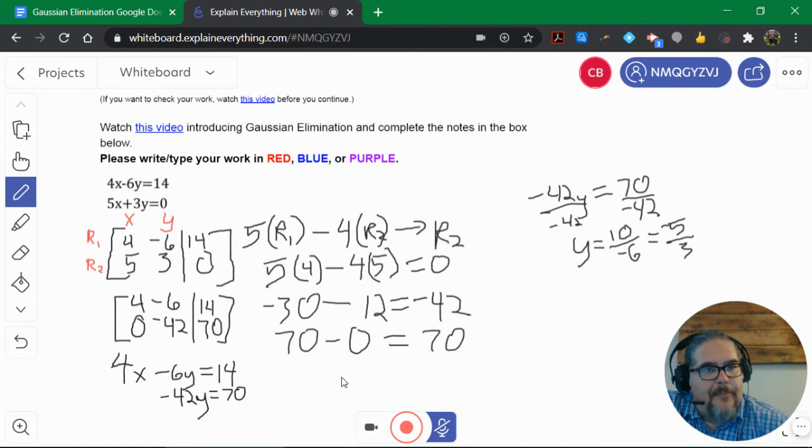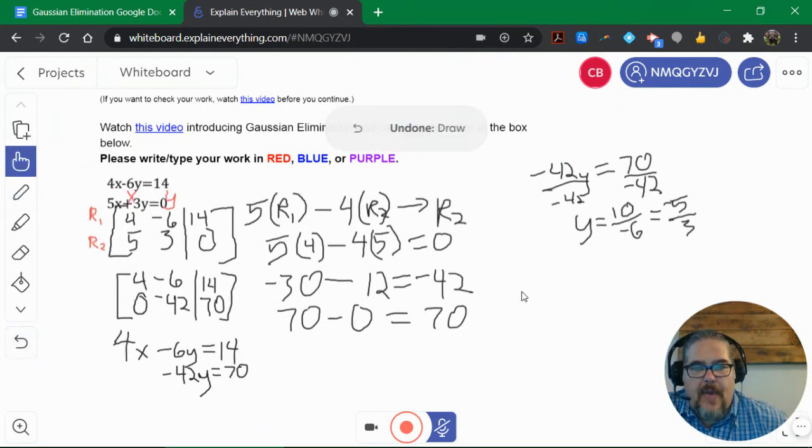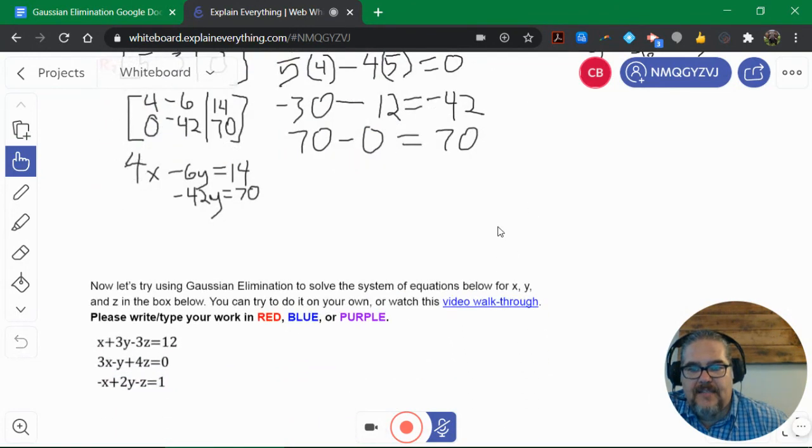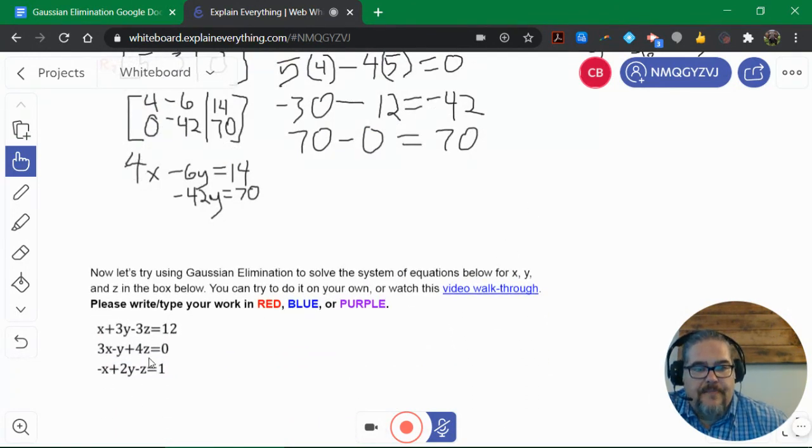It seems kind of complex because it can be, and it's a lot to organize, but actually it makes it a lot easier when you're trying to solve systems with more than 2 variables, as you can see on the next problem. The next one that you have is a problem that has 3 equations right here. And there is a video walkthrough that you can watch, but actually I want you to go ahead and see if you can try to do it using Gaussian elimination first before you watch the video walkthrough.